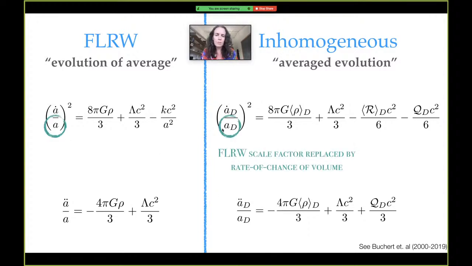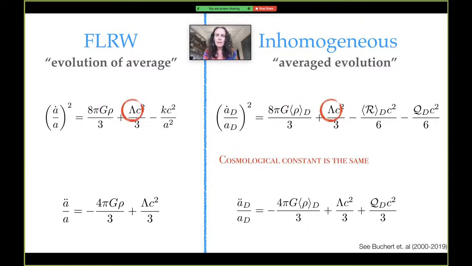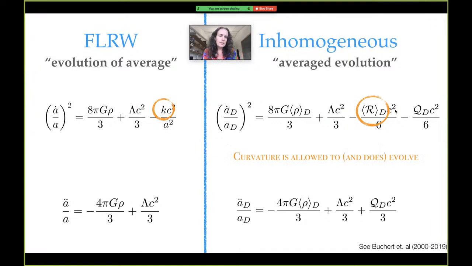The scale factor is replaced by this effective scale factor a_D, which is defined by the volume of our chosen domain, which is represented by this subscript D. The density is just replaced by the average density within that domain. The cosmological constant is the same because it's a constant. And one of the main differences is the curvature, which in the FLRW model, as I said, is constrained to be fixed everywhere in space and time. But in the inhomogeneous model, this curvature is free to, and does, evolve over time.